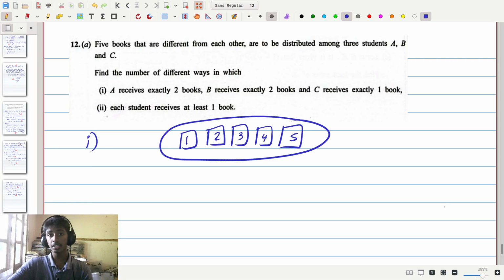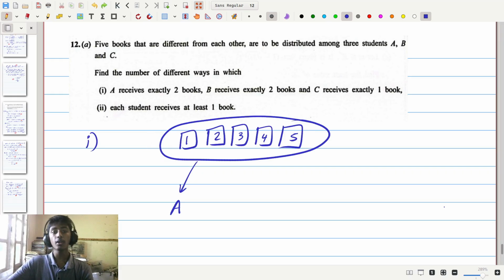Now let's consider giving these books away to A, B and C. If we want to first give A exactly 2 books, then we have a choice to make. We have a choice in which books we give to A. So let's say we give 2 books to A. It could be book 1 and book 2. It could be book 1 and book 3. It could be book 2 and book 3 and so on and so forth. It could be any pair of books.